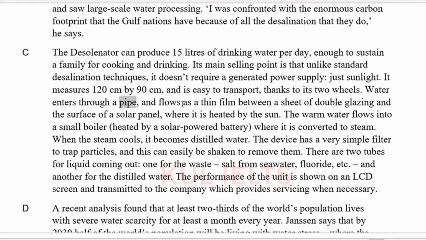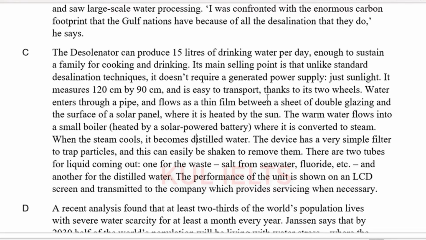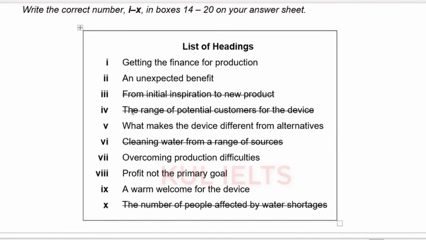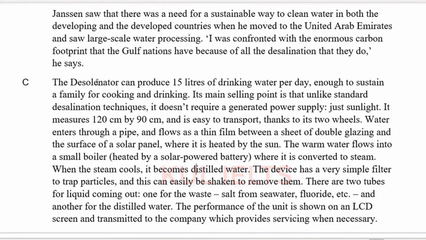Water enters through a pipe, flows between a sheet of glazing, blah, blah, blah. The warm water flows. The device has a simple filter. So this is all, the performance is shown on a LCD. So this is all about how the thing works. So there's nothing really here in these answers or these headings about how it works. So it's going to have to be something over here. There's nothing about how much it can produce.